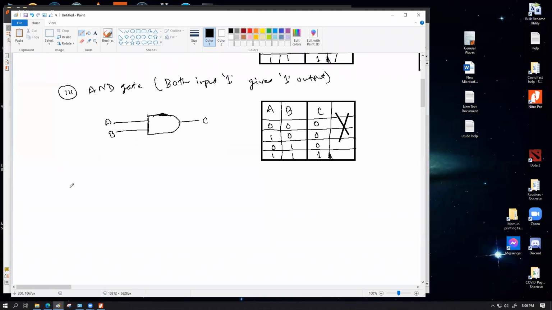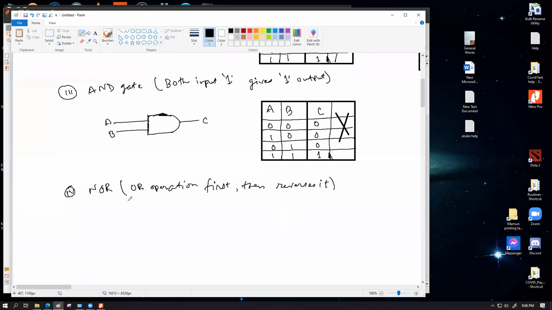So the fourth one is the NOR gate. The NOR gate basically means that you'll do the OR operation first, operation or function, you can use any word. You'll do the OR operation first, then reverse it.